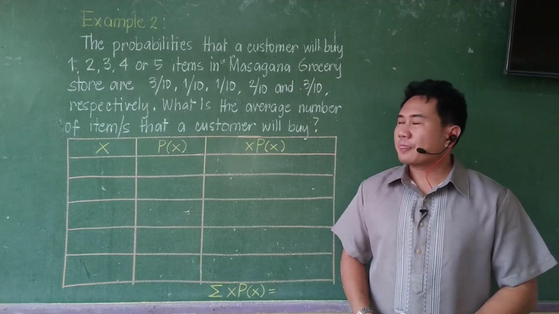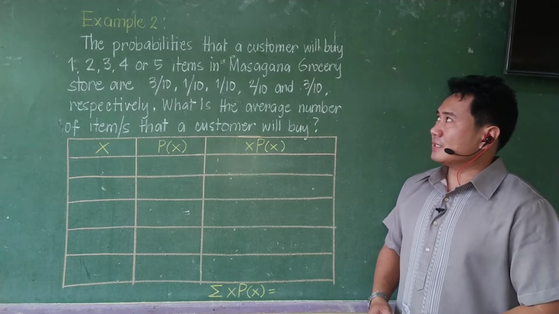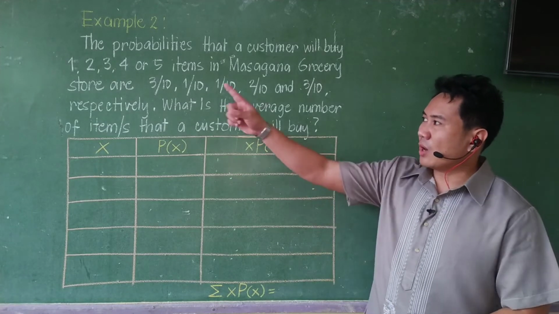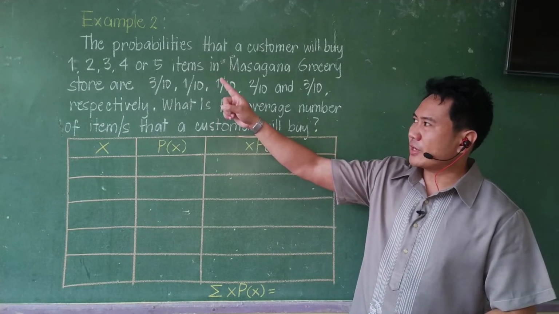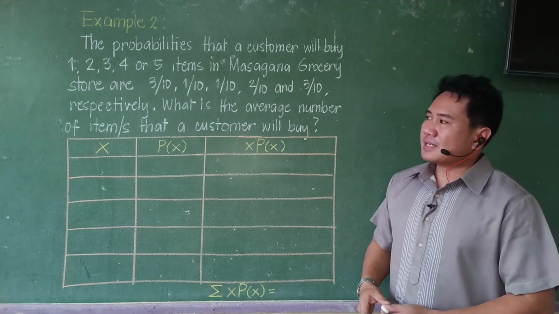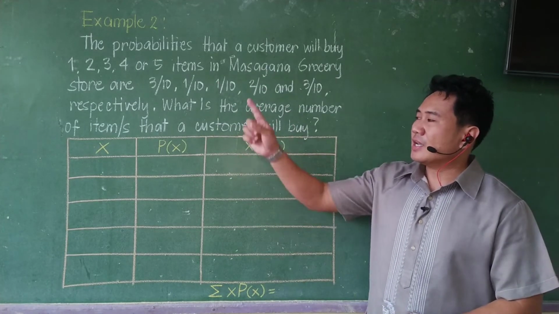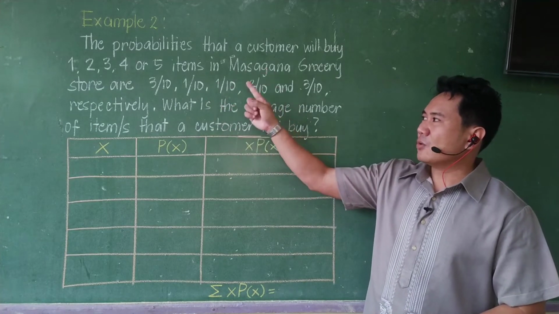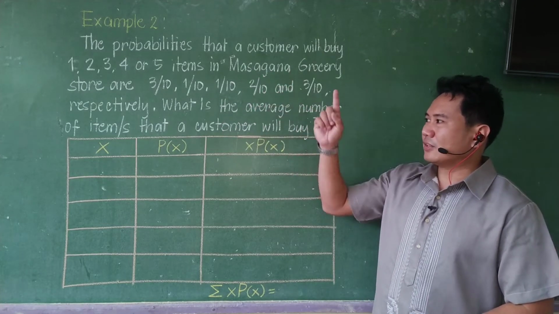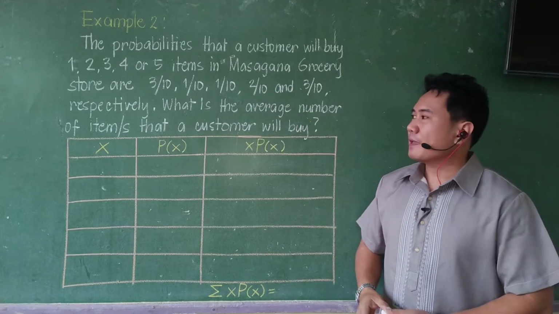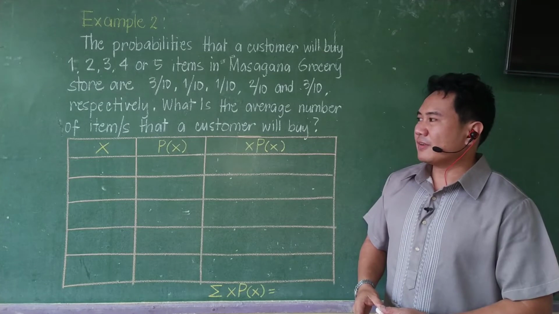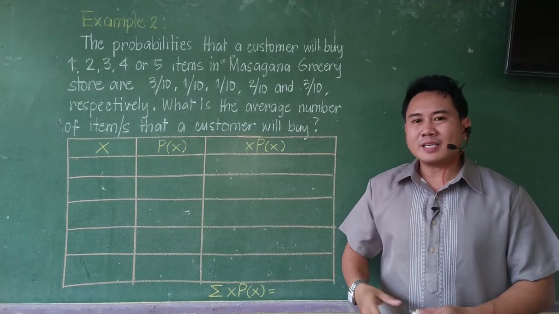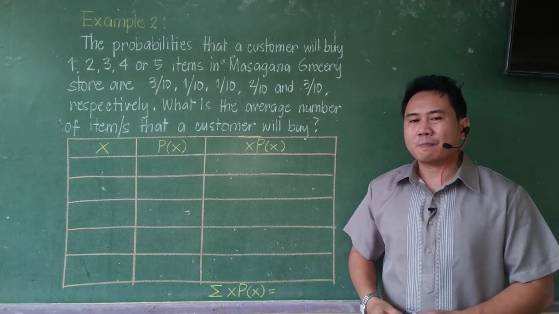Example number 2. The probabilities that a customer will buy 1, 2, 3, 4, or 5 items in Masagana grocery store are 3/10, 1/10, 1/10, 2/10, and 3/10, respectively. What is the average number of items that a customer will buy in Masagana grocery store?